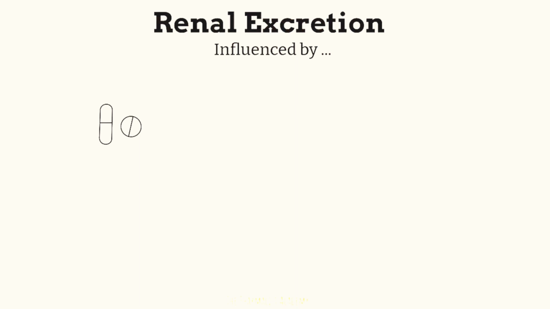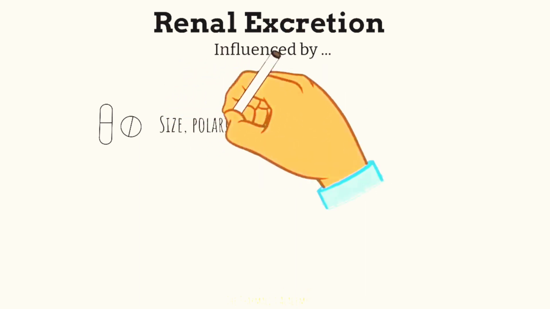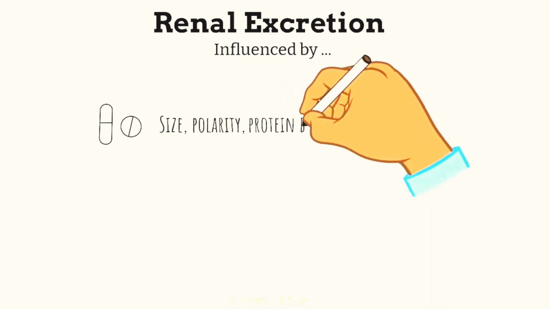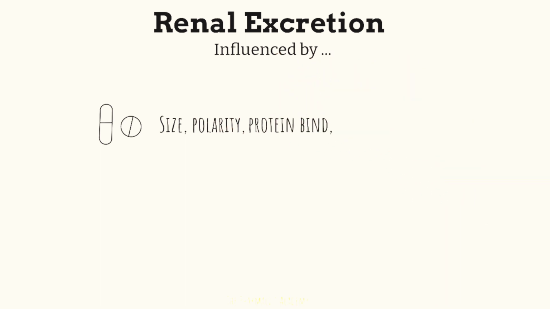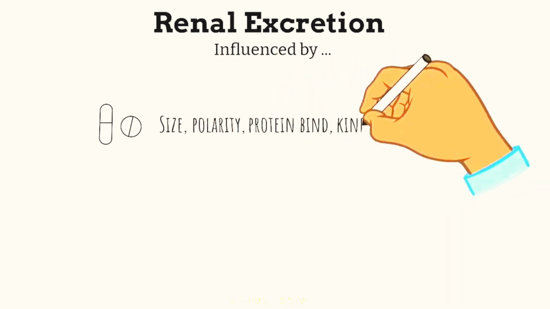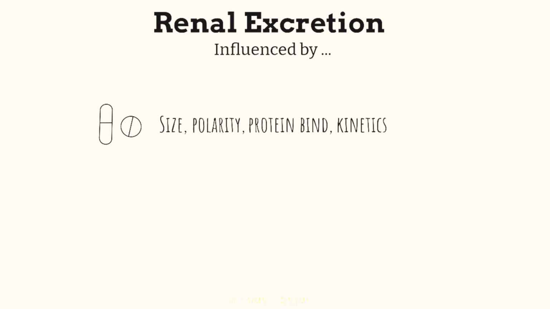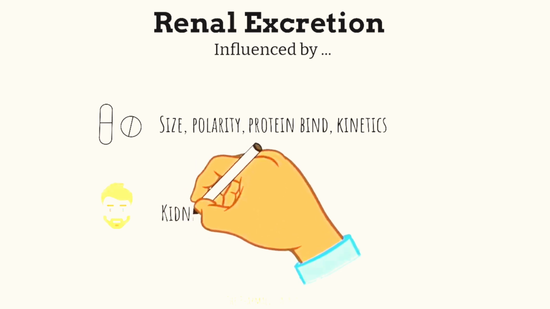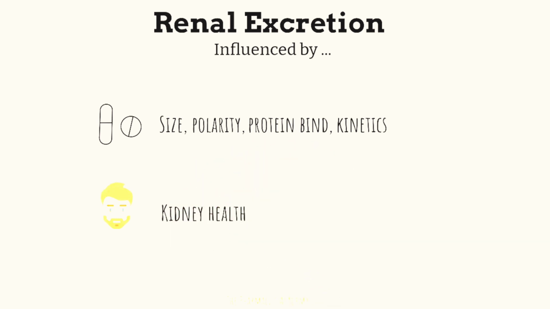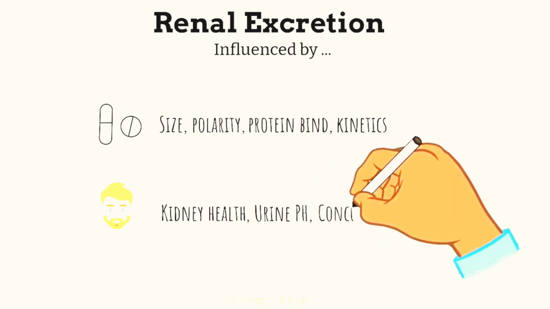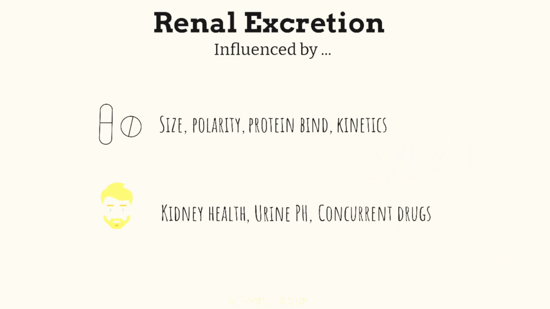For drug-related factors, there are the size, polarity, and whether or not the drug is bound to proteins. Only the free, unbound drug gets eliminated. And lastly, kinetics of the drug, which we will discuss more next. For patient-related factors, the health of the kidneys, like the clearance, also the blood flow to it. Urine pH can promote excretion or reabsorption back into the circulation. And lastly, concurrent use of drugs that may interact with the main drug during excretion.